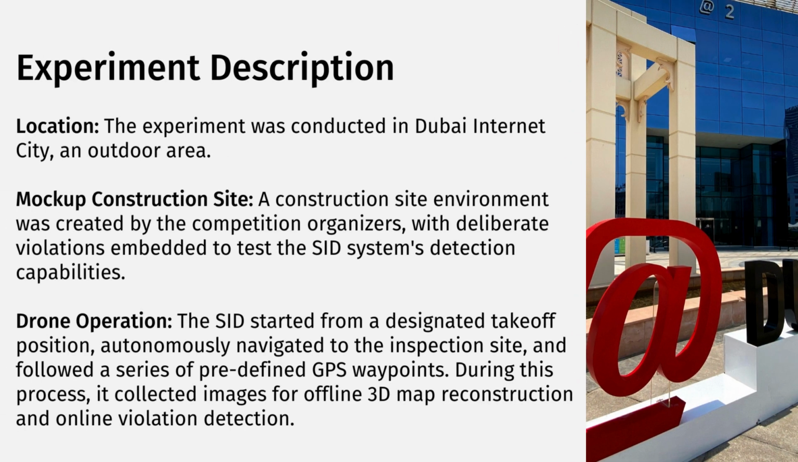They did their experiment in Dubai Internet City, an outdoor area. They first had a mock-up construction site created by the competition organizer, as the paper's authors mention; it was originally for a competition. It had deliberate violations embedded to test the system's detection capability. For drone operation, it started from a designated takeoff position, autonomously navigated to the inspection site, and followed a series of predefined GPS waypoints. During this process, it collects images for offline 3D map reconstruction and online violation detection.